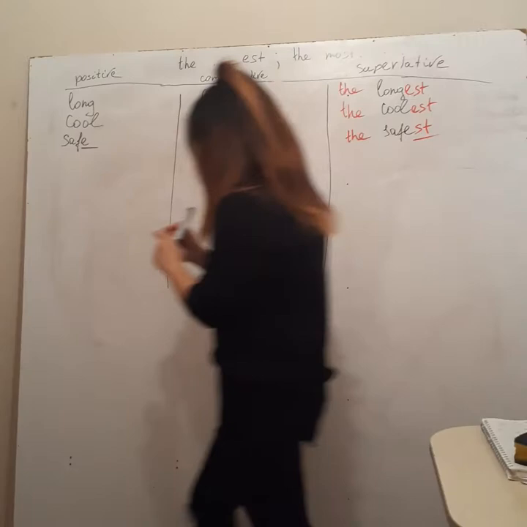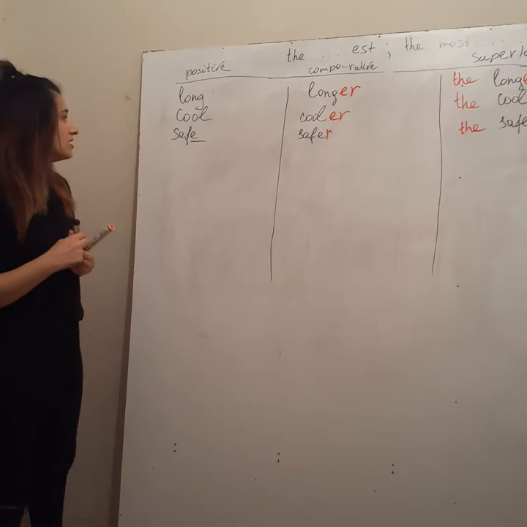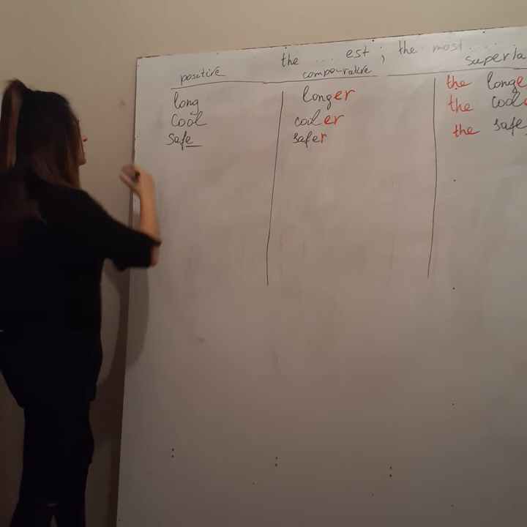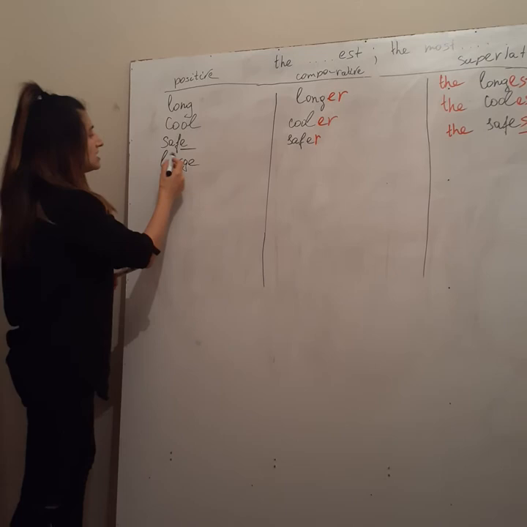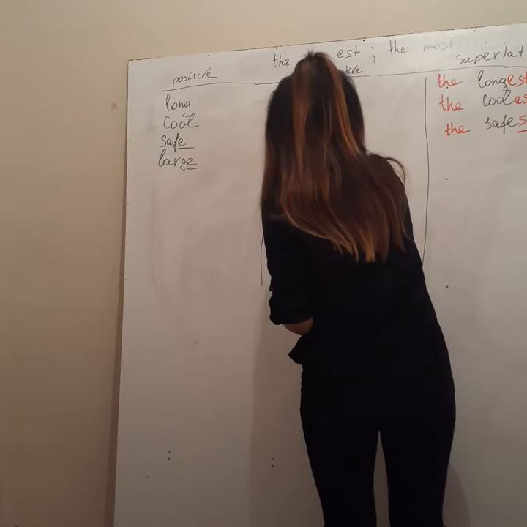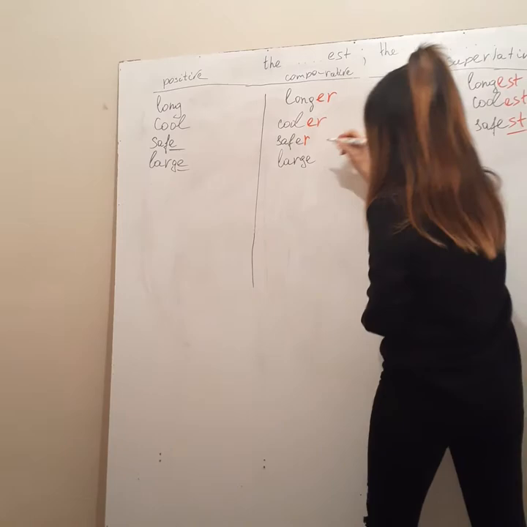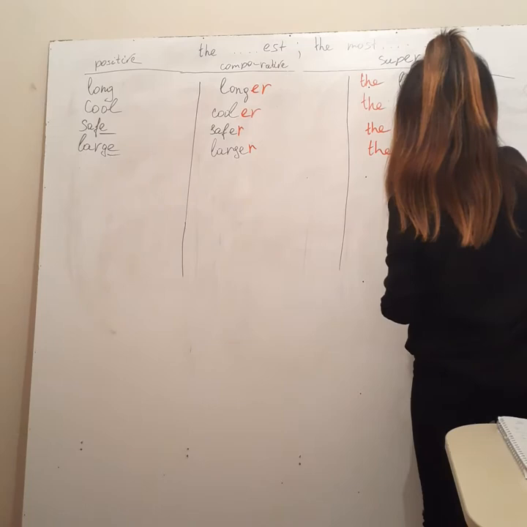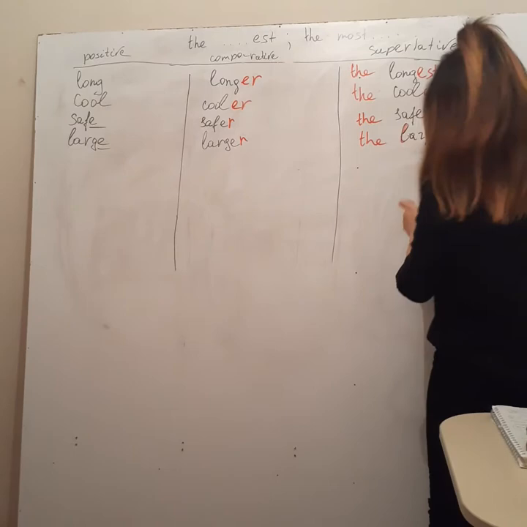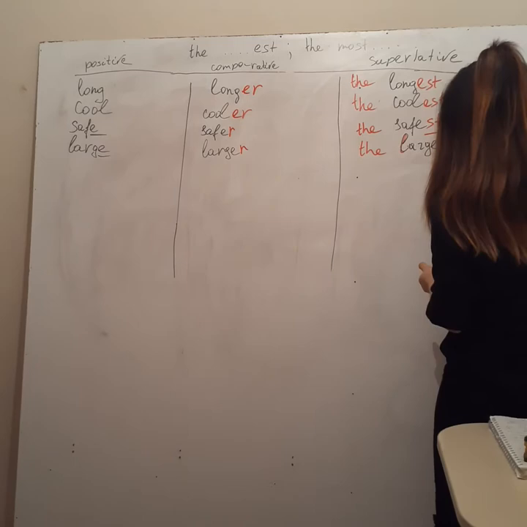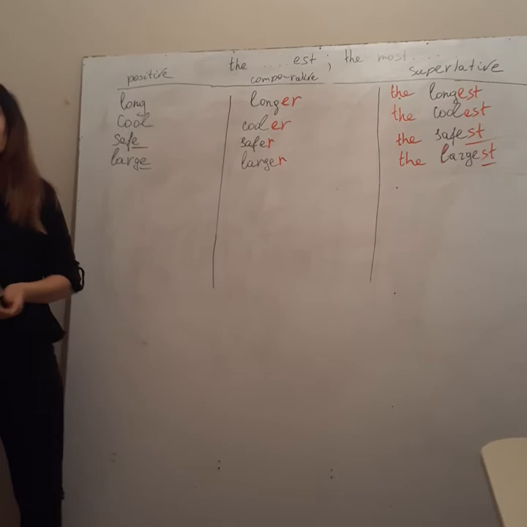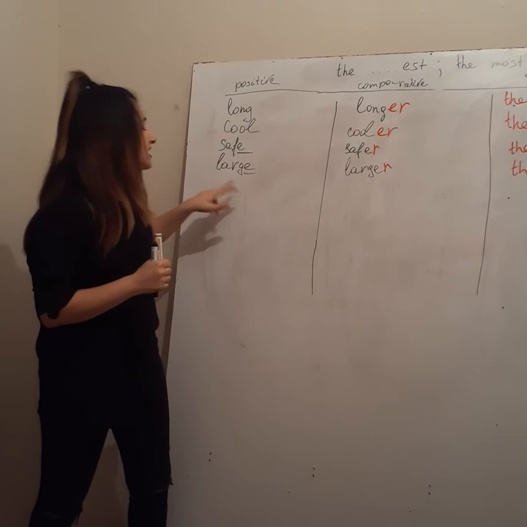As you see, can you give me more examples? For example, okay, safe, the safest, and large. As you see, this word ends in the letter E, and here, large, we only add the letter R. Larger, and the largest. Sorry, large. I only added here ST letters.